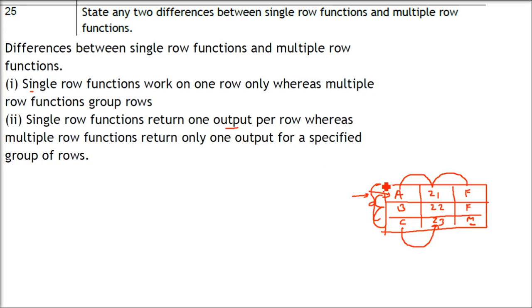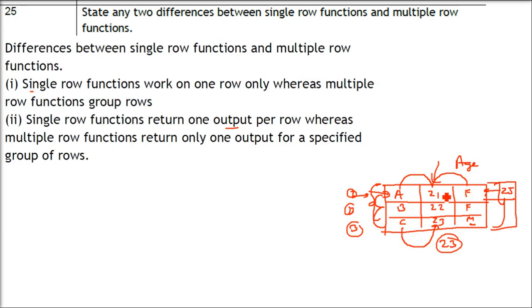Single row function returns one output per row, that is, one for this record, this record, this record. Multiple row function will give a single output for a number of records or a group of records. I'll give an example. For example, in this column, whose age is maximum? So you have to compare. This is a multiple row function. It has seen multiple rows, 21, 22, 23, and the answer is 23.